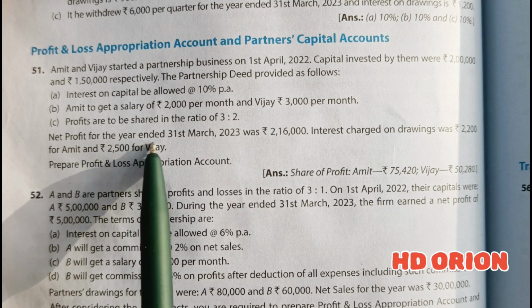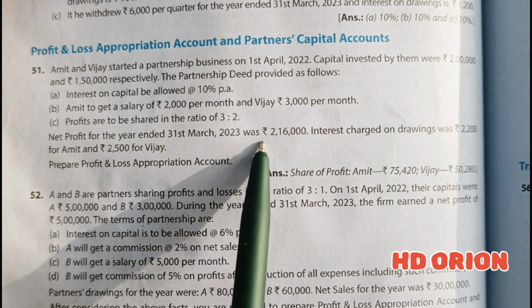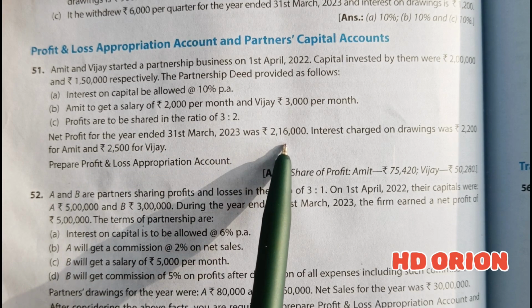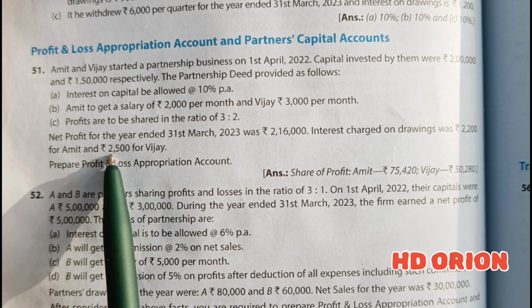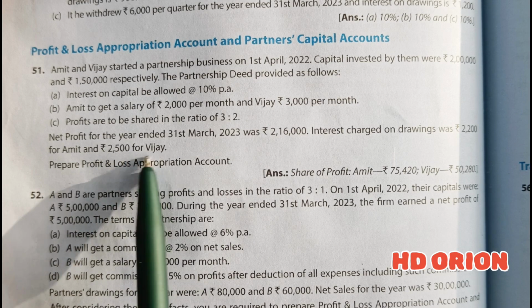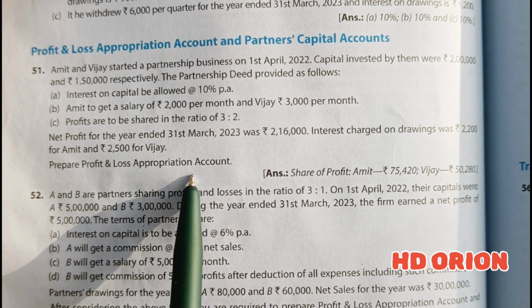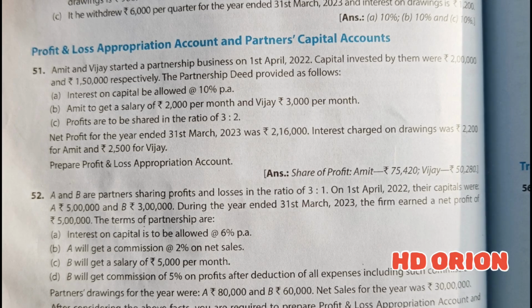Net profit for the year ended 31st March 2023 was rupees 2,16,000. Interest charged on drawings was rupees 2,200 for Amit and rupees 2,500 for Vijay. Prepare profit and loss appropriation account. So let us see how it is to be prepared.